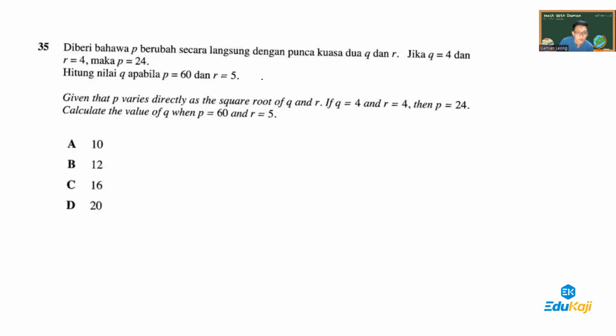Question 35. I have P varies directly as the square root of Q and R.